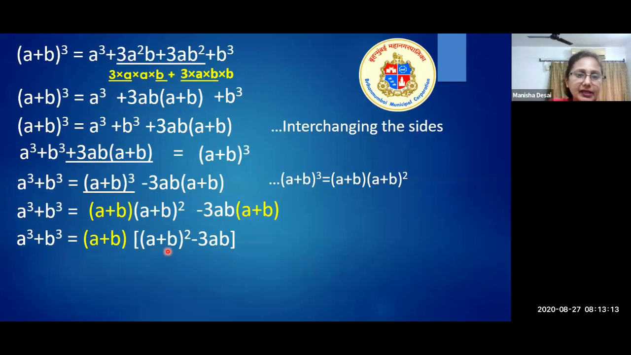Now you can see this a plus b the whole square. We have already learned this identity in your 7th standard. So what is a plus b the whole square?